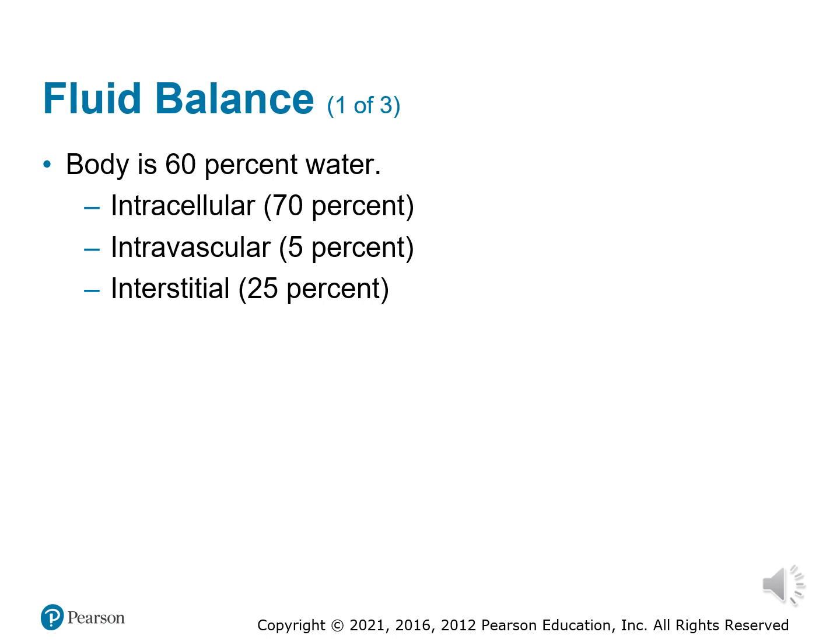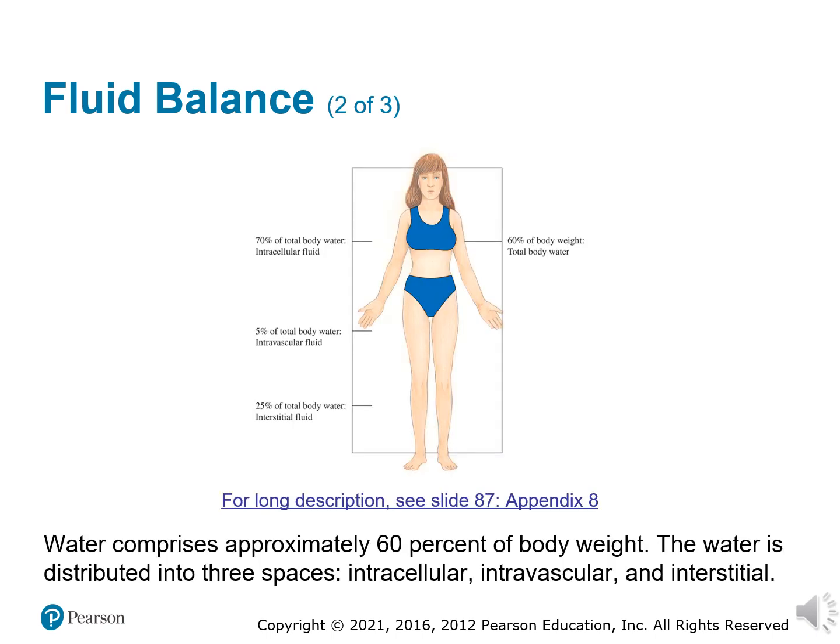First, we'll talk about fluid balance. The body is 60% water. Intracellular is 70%, intravascular is 5%, and interstitial is 25%. Water comprises approximately 60% of the body weight. The water is distributed in the three spaces, remembering the intracellular, intravascular, and interstitial.